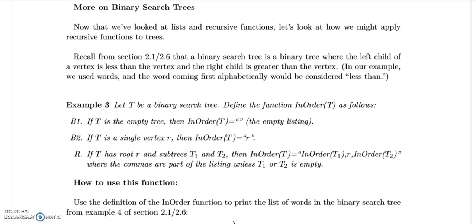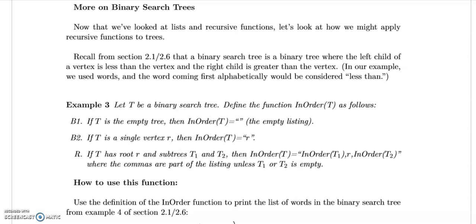Then our recursive case: if T has a root R and subtrees T sub 1 and T sub 2, then the function inorder T is going to give the list inorder T sub 1, comma, R, comma, inorder T sub 2. It's essentially taking the two subtrees and sandwiching them around the root. The commas are going to be part of the listing. Remember from a couple videos back that the commas are very important in the list.